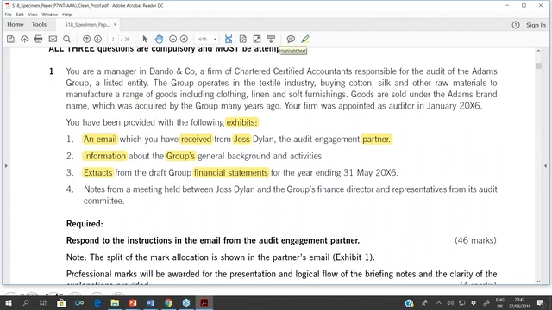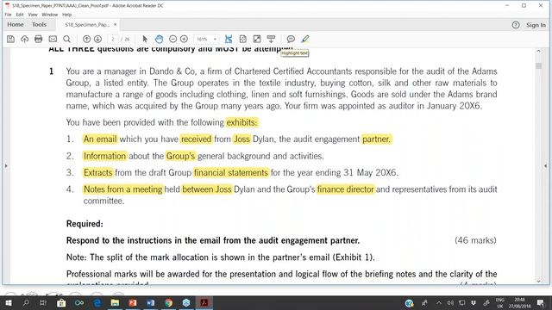That was even in the previous paper format. So the examiner is giving you the third exhibit for the financial statements, and the fourth exhibit is the notes from the meeting. Which meeting? The meeting held between Joss, who is your partner, and the finance director. Obviously the notes from the meeting will be very important, because Joss and the finance director must have discussed some very important issues which could be important to you in solving the question.